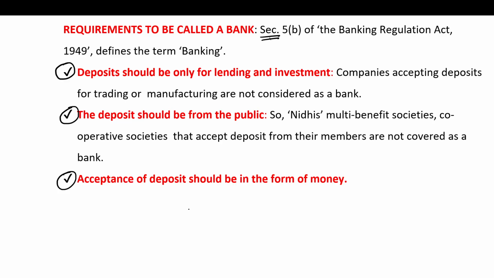Now, who cannot be called a bank? Number one, money lenders cannot be called a bank. Money lenders, say sahukars, lend their own money and they are not organized companies. So they don't accept deposits from the public, they are not open to the public. They are not companies. That's why they cannot be called a bank or a company giving loans.